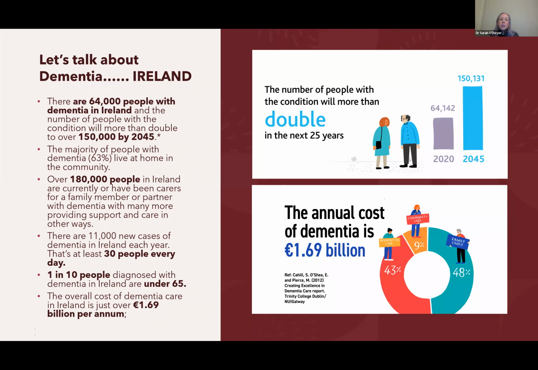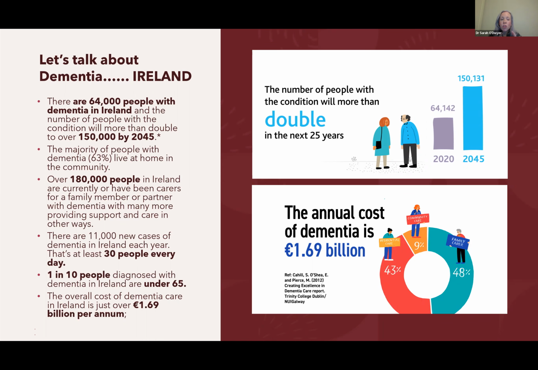Okay. So if you're given a diagnosis of dementia, we'll talk a little bit about what you do. But first of all, I just want to talk a little bit about dementia, because dementia is really a kind of tsunami that's about to happen in the next 10, 20, 30 years at a global scale, because our population is growing older in general. But specifically looking at Ireland, there's over 64,000 people in Ireland who have a diagnosis of dementia, and that's estimated to double before 2045.